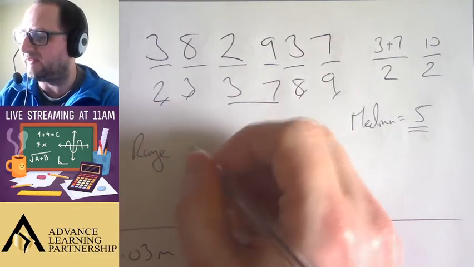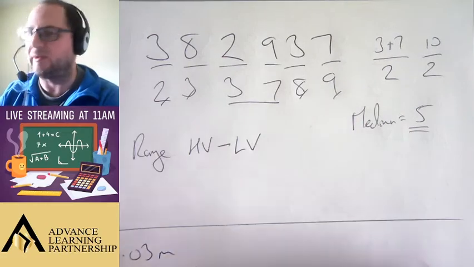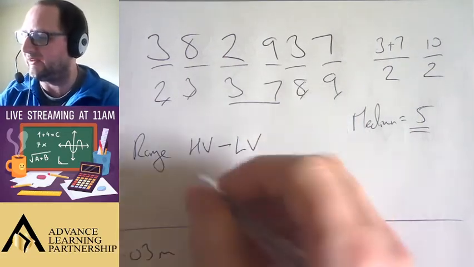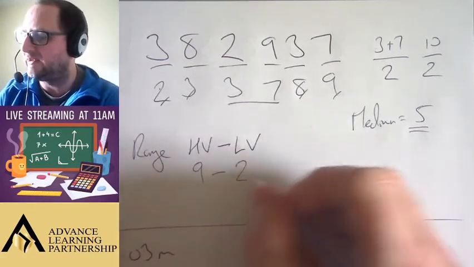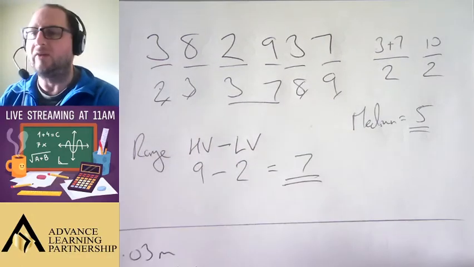Range is very straightforward, our highest value minus our lowest value. Our highest value is 9, as we can see from the ordered data. 2 is our lowest, giving us a range of 7.